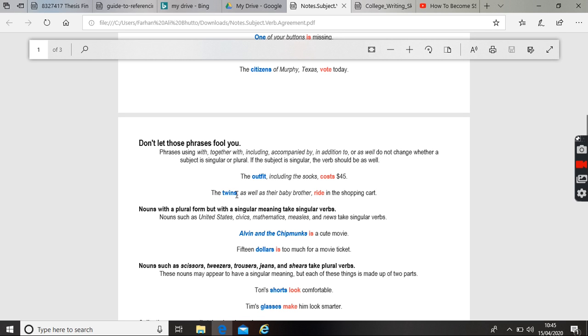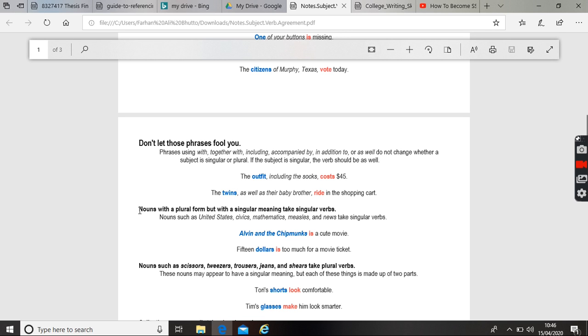But if you reverse this sentence and say their baby brother as well as the twins, now here we'll use rides. The baby brother as well as the twins rides in the shopping cart. Why? Because this time your subject is their baby brother, which is a singular subject, and as well as the twins is an additional phrase that you simply ignore. I hope you've got this.